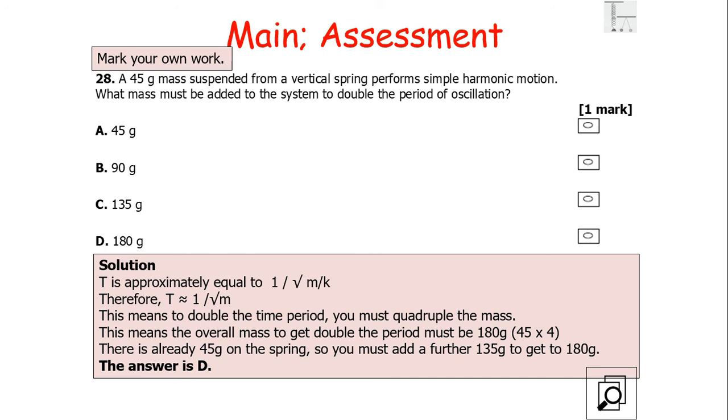This means the overall mass to get double the period must be 45 times 4, but just remember something, you've already got 45 grams on the actual spring. So even though you need 180 grams in total to get double the period, what do you need to do to get to 180? You need to add 135. So our answer is C.